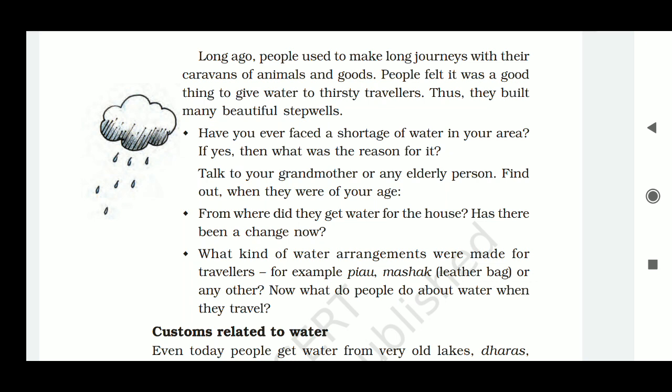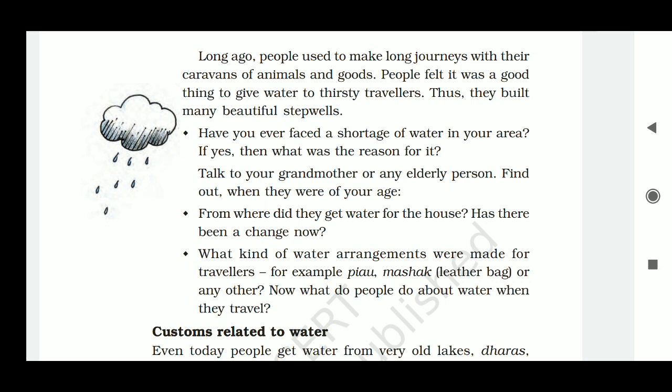What kind of water arrangements were made for travelers, for example, Piu, Masak, or any other? Now, what do people do about water when they travel? So now mineral bottles are available in the market. So now people buy water from shops in order to travel from one place to another.